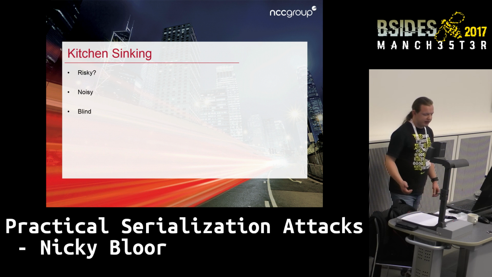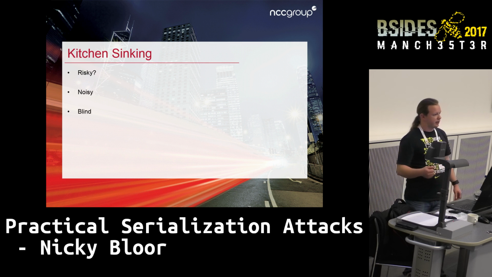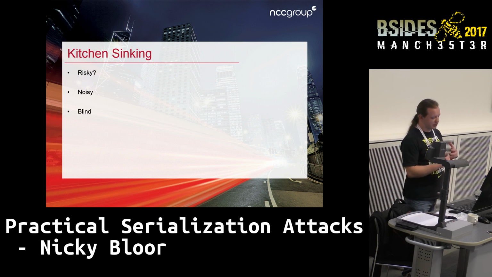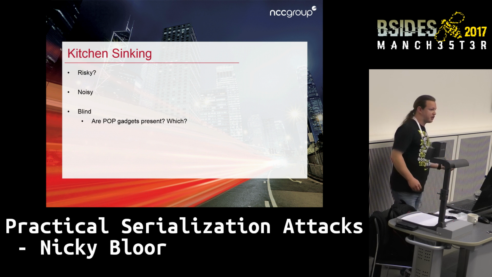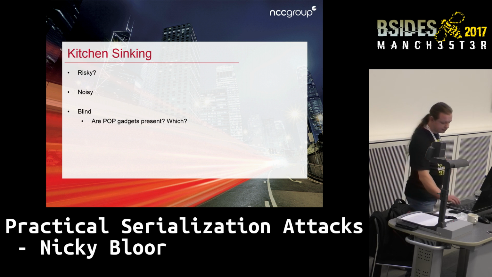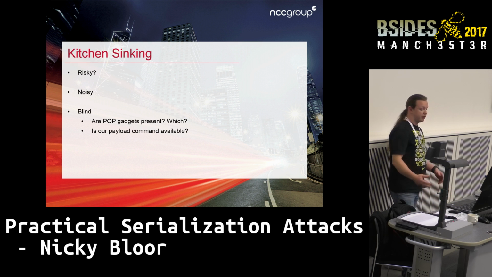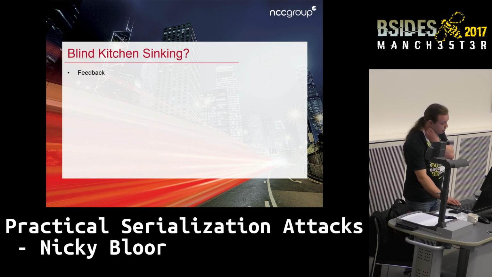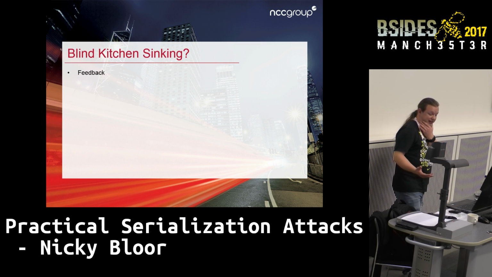And then the other issue is that these command execution payloads are blind. We don't get any command output back when we execute one of these payloads. So how do we know which of those gadgets and chains are available to the application, if we're throwing all possible payloads at the target? How do we know that the actual command we're trying to execute is available? So ideally we need some feedback from the target.